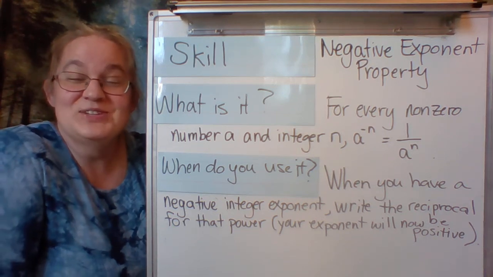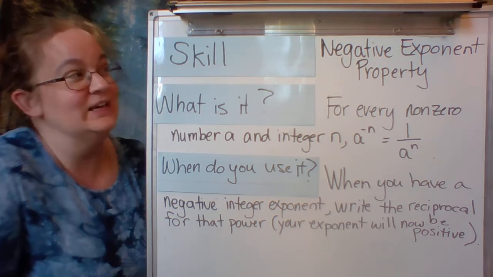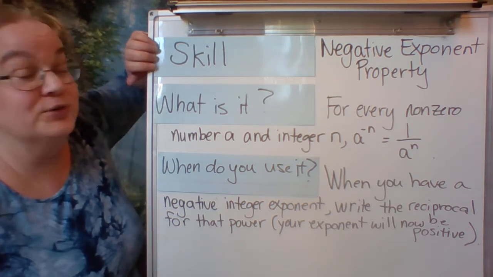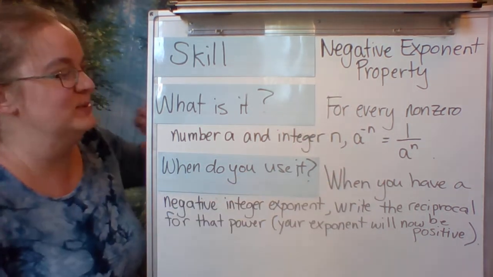This is Mrs. Brown. So today we're going to talk about the negative exponent property. If you're filling in your content frame, your first category is skill. So you'd fill in the name of the property, the negative exponent property.